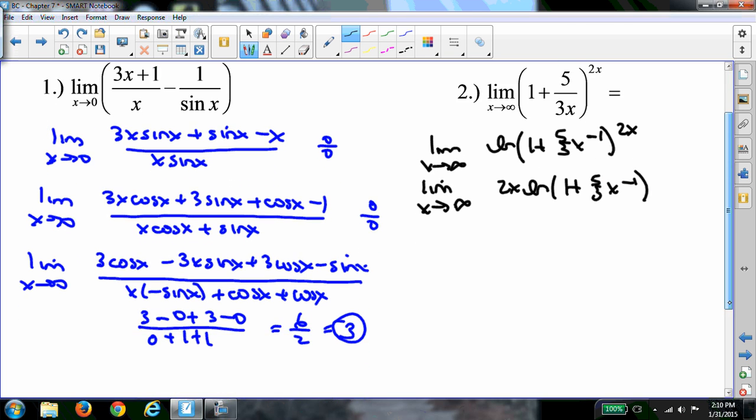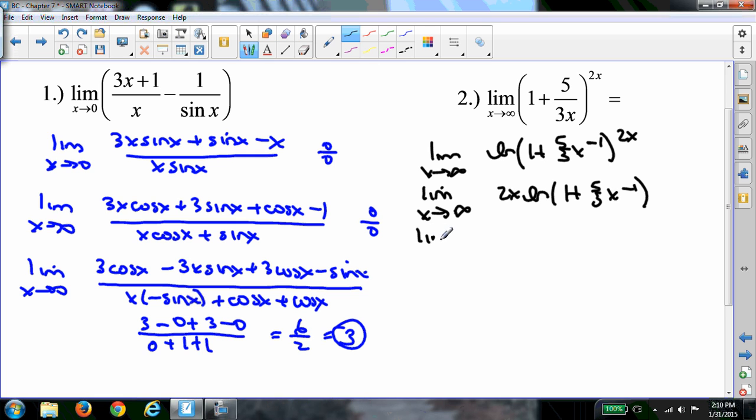And then because we wanted to rewrite this as a fraction, you could rewrite this as 2 natural log of 1 plus 5/3 x to the negative 1. And I can move this x in the numerator down to x to the negative 1 in the denominator. And this is still L'Hopital's, because as x approaches infinity, the second term approaches 0. ln of 1 is 0. 1 over infinity is 0, so it's still our indeterminate form.